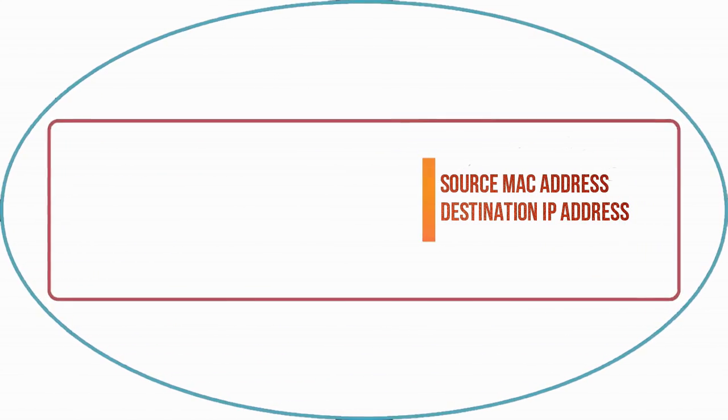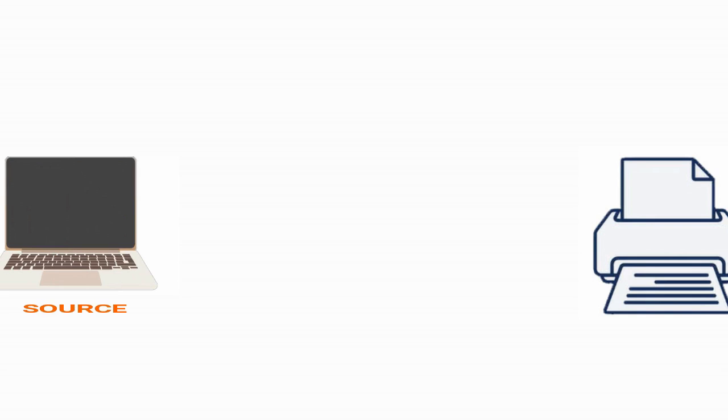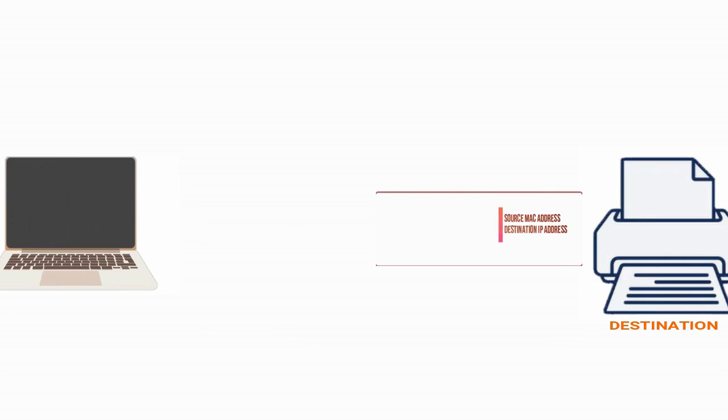Containers known as frames, which are limited to local networks, are labeled with a source and destination MAC address. The source address belongs to the device where the frame has originated, and the destination address belongs to the device where the frame is headed.